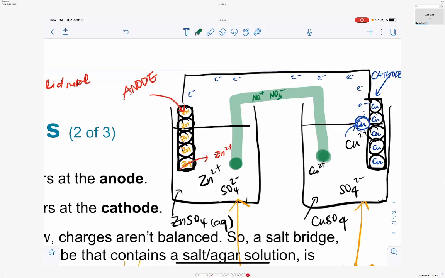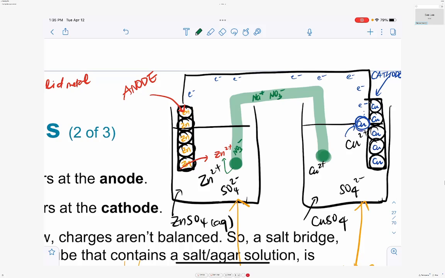So this nitrate, okay, it will seep through this cotton, and then it will try to neutralize the zinc 2 plus that's been building up.